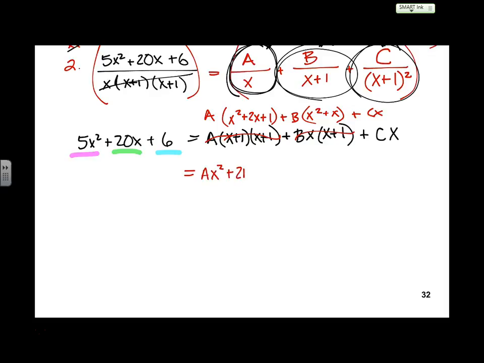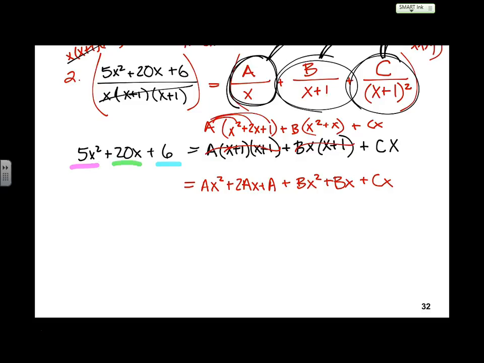Ax squared plus 2Ax plus A plus Bx squared plus Bx plus Cx. You guys see how I just distributed my A and distributed my B? Right? Now do we see x squared terms? Hopefully. After multiplying, they kind of get clear as day. You see x terms. And then remember, the constant is just the one without an x. Remember how we group the like terms?